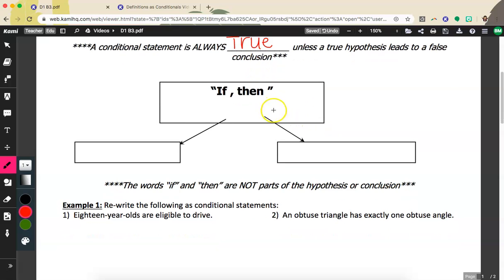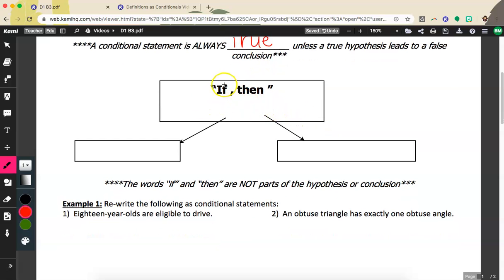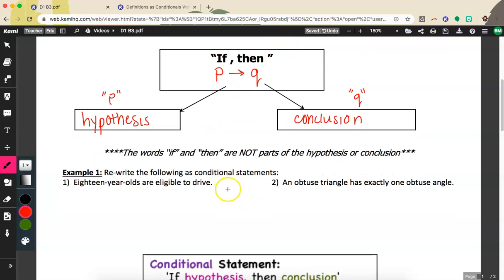A couple other pieces here. If-then statements are sometimes represented with letters, P to Q. Don't worry too much about the letters. It's not like a variable, just oftentimes that's the relationship. So if that's our hypothesis, that's the P, then there's a conclusion. That's the Q statement. It says here the words if and then are not parts of the hypothesis or conclusion. They just kind of set it up.